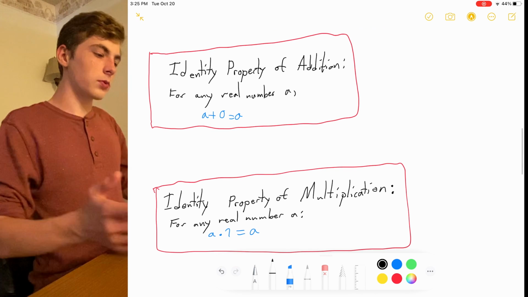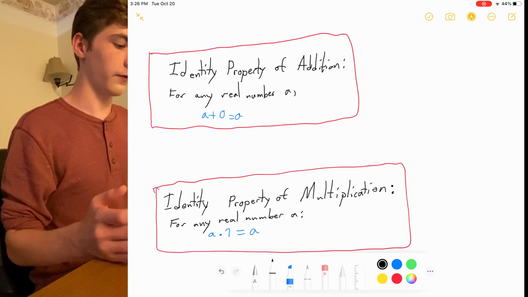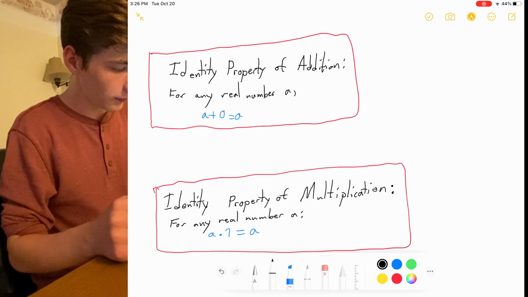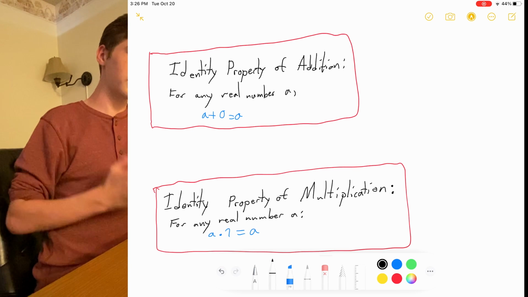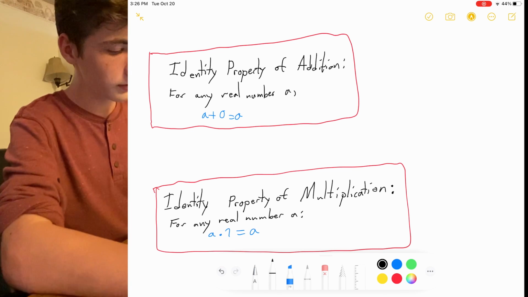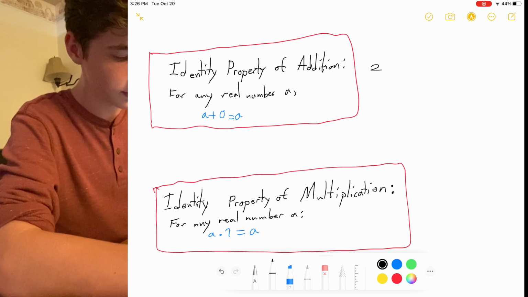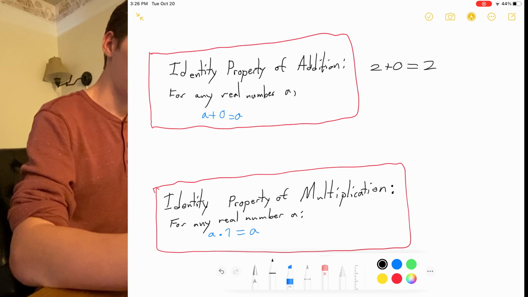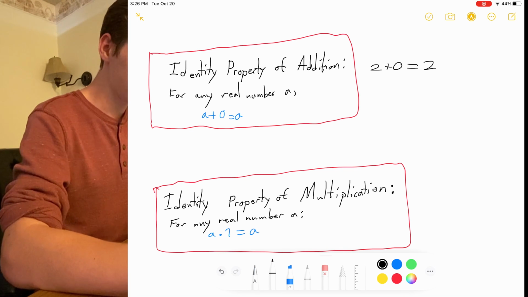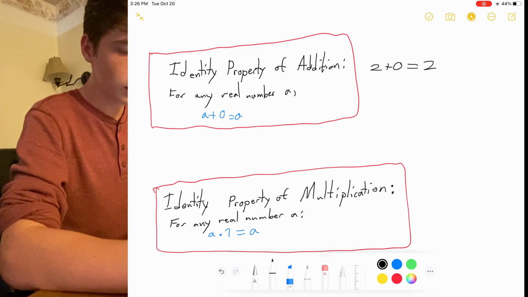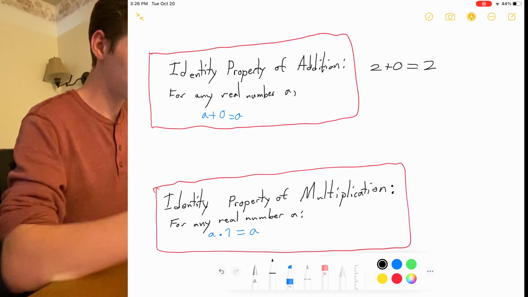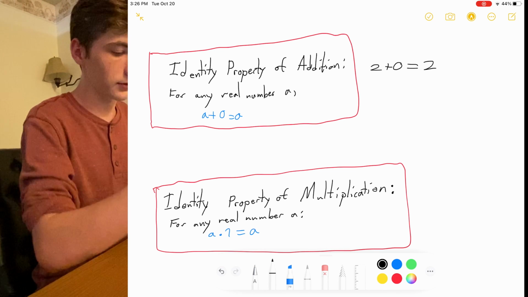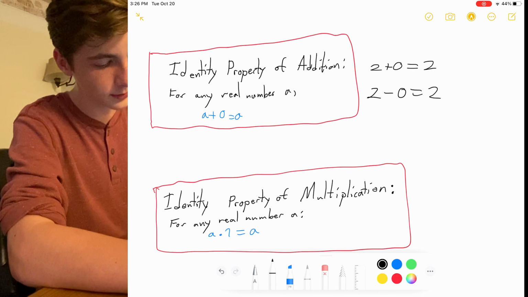So now we're going to move on to the next one. This is the identity property of addition, and we also have one for multiplication. What this says is that for any real number a, a plus 0 is equal to a. Basically, adding 0 doesn't do anything. 2 plus 0 is still going to be 2. And it turns out that this rule actually does work with subtraction also. So you could copy and paste that into the identity property of subtraction, where a minus 0 is equal to a, because 2 minus 0 is still going to be 2.